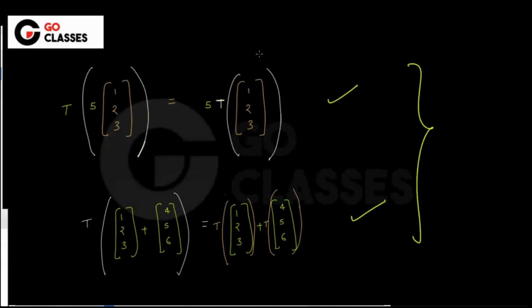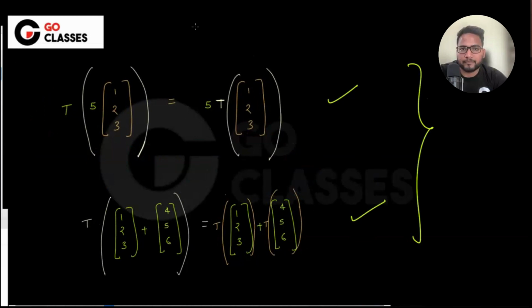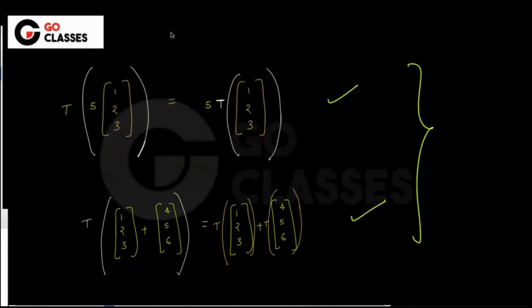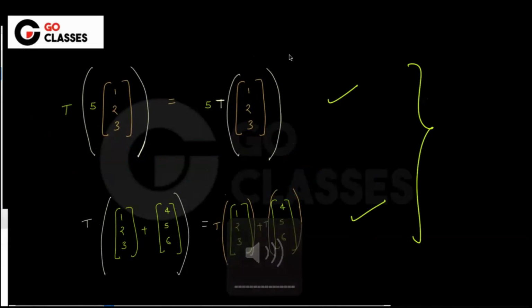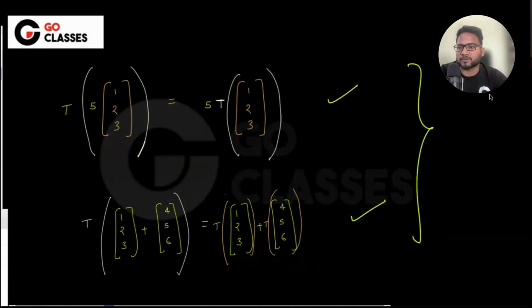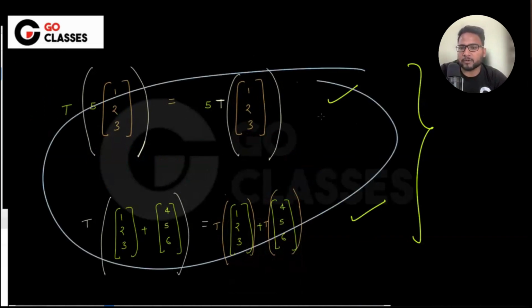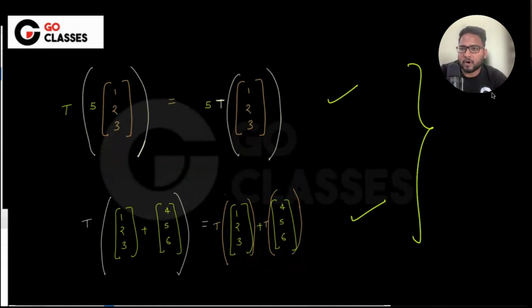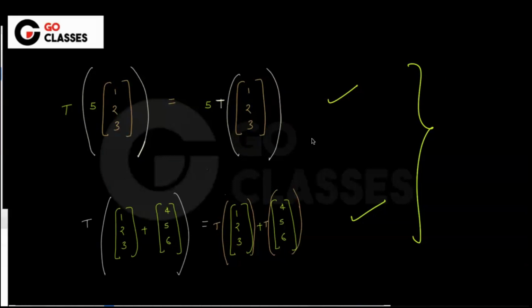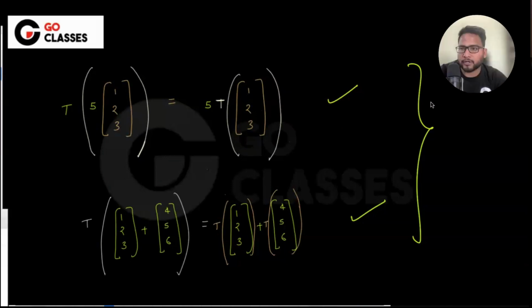Hello, sir. Yeah, please tell me. Sir, then using these two properties, I can say that the transformation of a linear combination of vectors is basically the linear combination of the transformations. Yeah, I will summarize both of these properties. So you are talking in terms of the combination of these two properties, right? Yes, sir. Yes, yes. So I will come to that point.